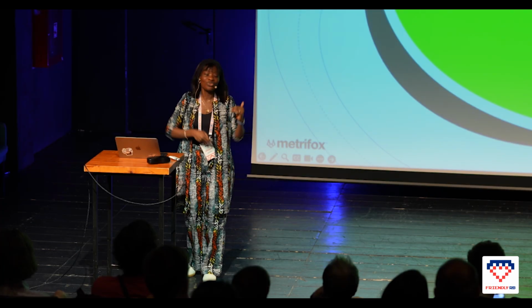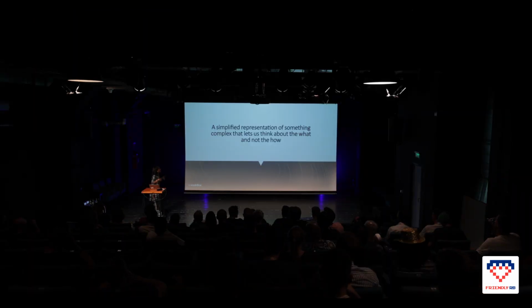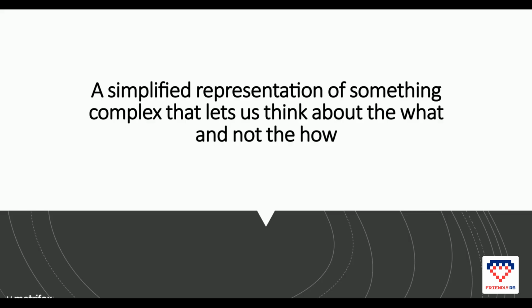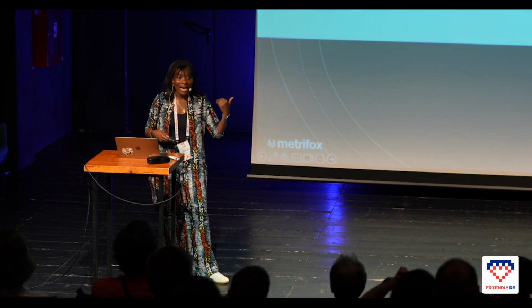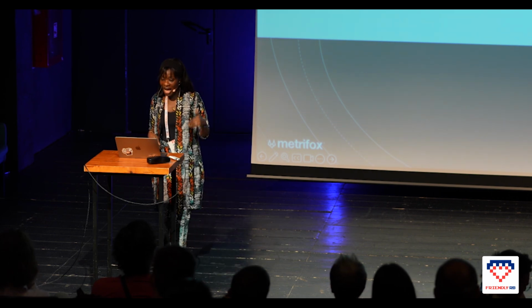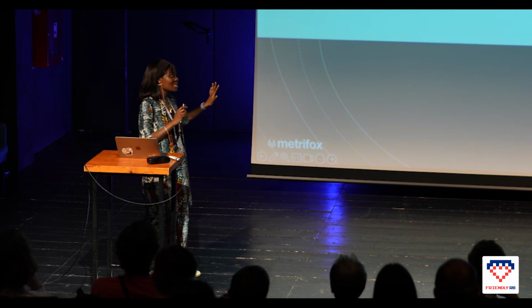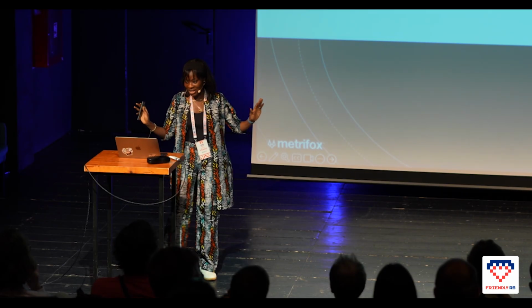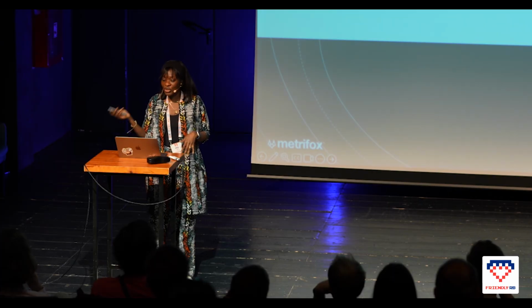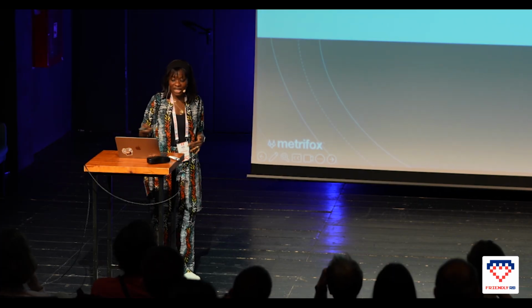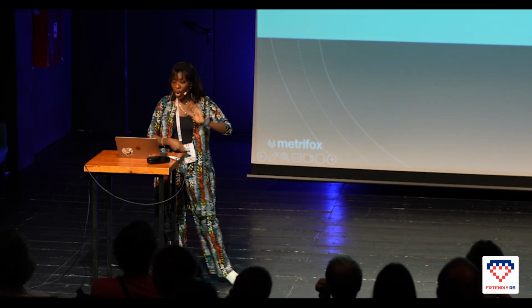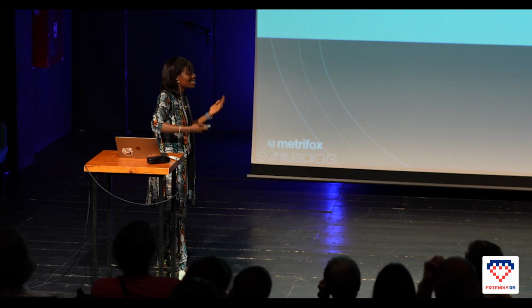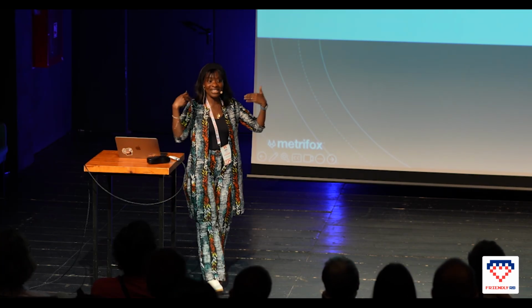So what is an abstraction really? An abstraction is a simplified representation of something complex that lets us think about the what and not the how. Coffee machine, keep it in mind. Now, let's not mistake complex for messy. Two different things. In code, abstractions could look like shared utilities, service classes, interfaces, but it's more like, I do not want to know how this works, I just want to know what it does. Abstractions are meant to hide the details and expose intent.